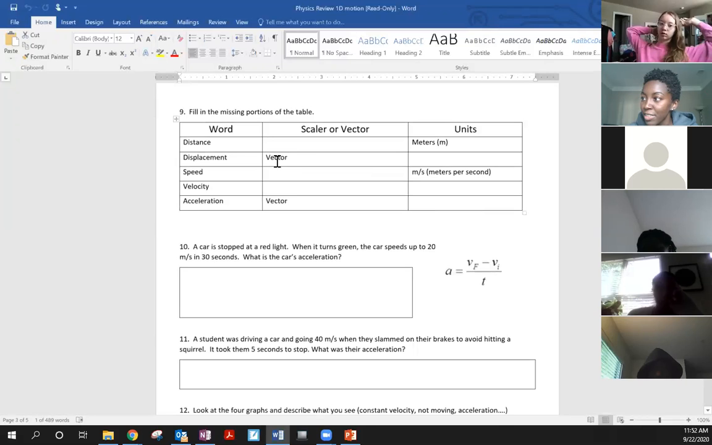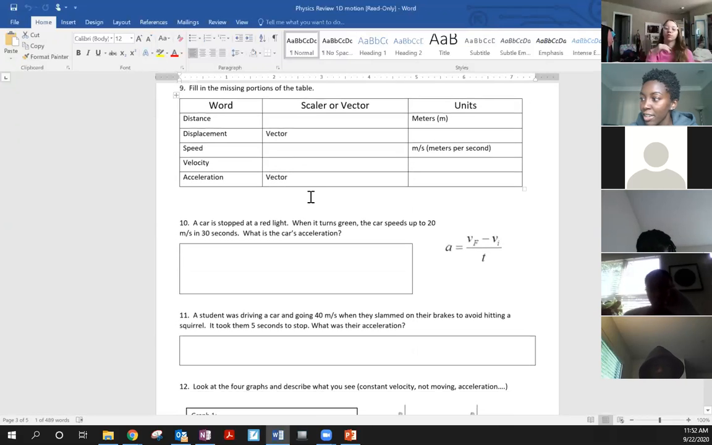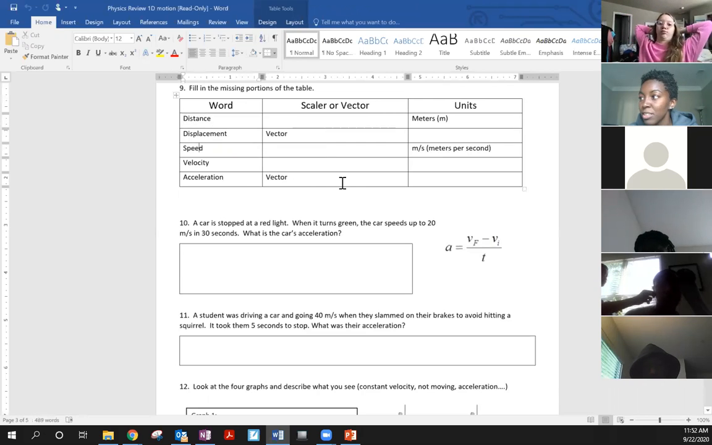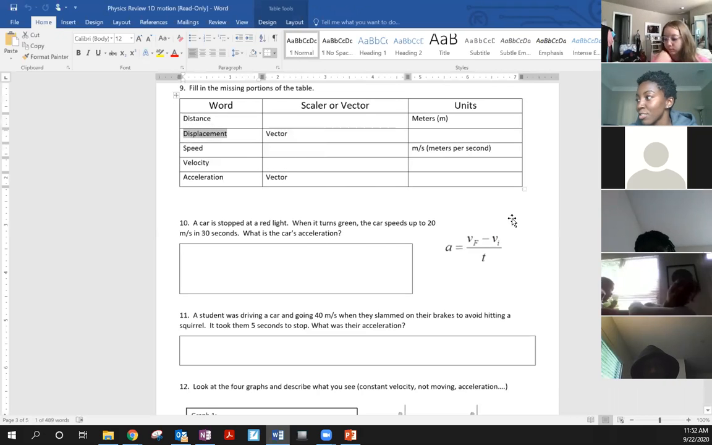Here, you have to tell me if it's scalar or vector, okay? What's the shortcut for knowing which one velocity is? V. Yes, they both start with V. So velocity is a vector, okay? What about speed? Speed starts with an S, so it is scalar, right? And if you know that distance goes with speed, then you know that's also scalar. And if you know displacement goes with velocity, you know it's also vector.